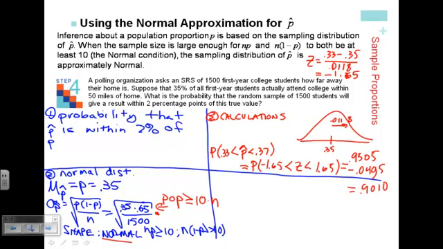Okay, great. I finished the calculations. What's step 4? The hardest part. Interpret. What does it mean, what we just found? If we do repeated sampling from this population, 95% of the p-hats that we get will be within, sorry, not 95, 90.1% of the p-hats we get will be within 2 percentage points of the real answer.